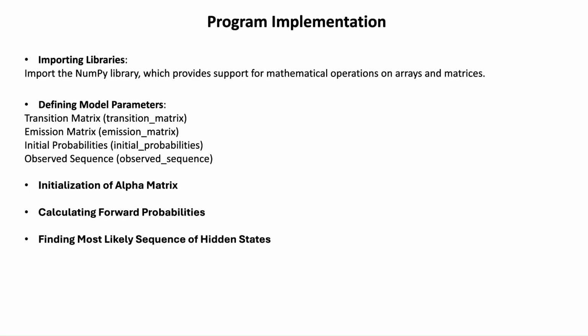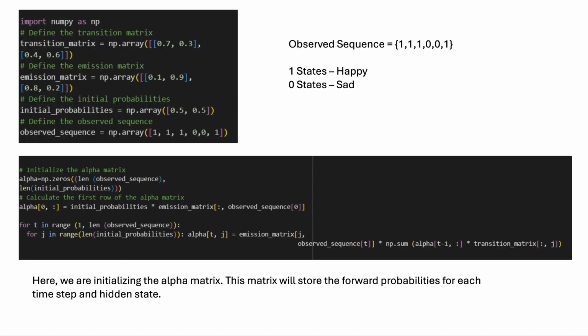For the program implementation using Python, we import the most basic library, the NumPy. This supports most of the mathematical operations that we are about to perform using the matrix and the array. Defining the model parameters, that is transition matrix, emission matrix, initial probability, observed sequence, initialization of alpha matrix, calculating forward probabilities, finding most likely sequence of hidden states.